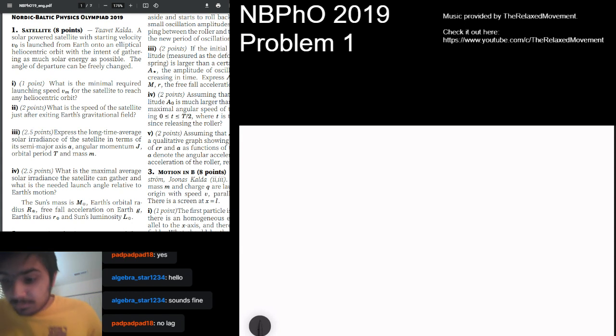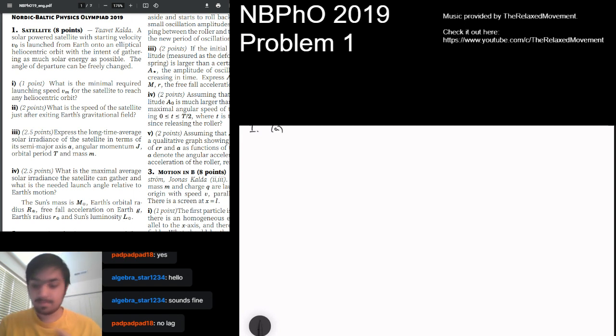Okay, I think I'm going to start. So I have the problem in the top left corner. That's just problem 1. Let's try that first. So: a solar powered satellite with starting velocity V0 is launched from Earth onto an elliptical orbit. So we're launching at V0 with respect to the Earth. And I think the main point is you have to leave the gravitational well of the Earth.